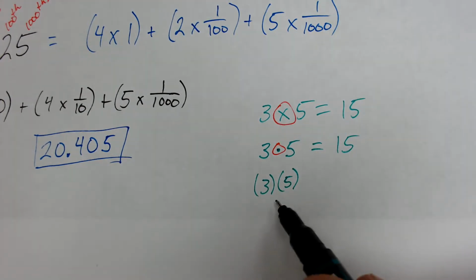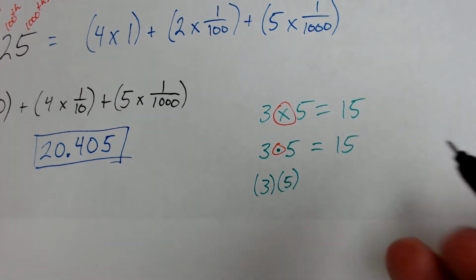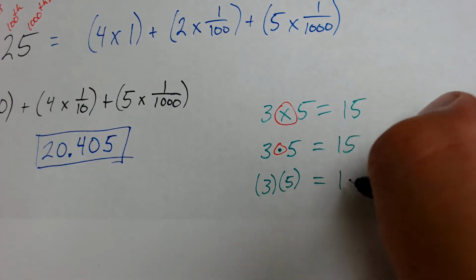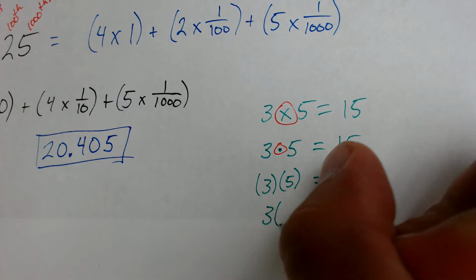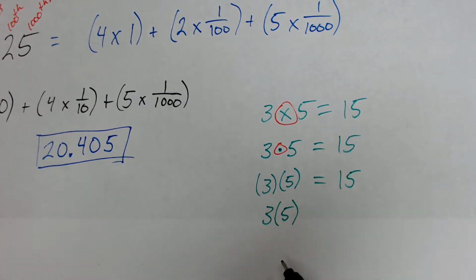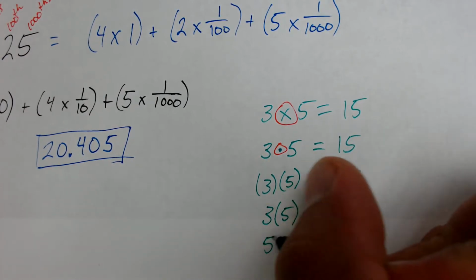These 2 parentheses are touching with no symbol in between them. That means they must be multiplied. So that is going to equal 15 as well. And now, the other way a set of parentheses can work is if a number is touching the outside of a set of parentheses, it's also multiplied. So I could just have 3 parentheses 5. That also means multiply. Or I could also have the inverse.